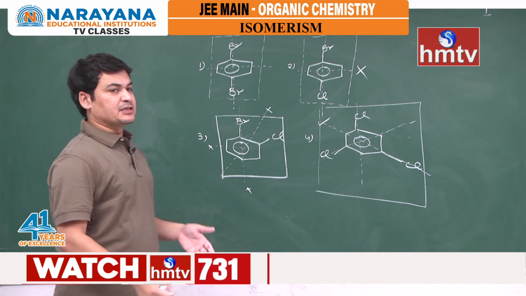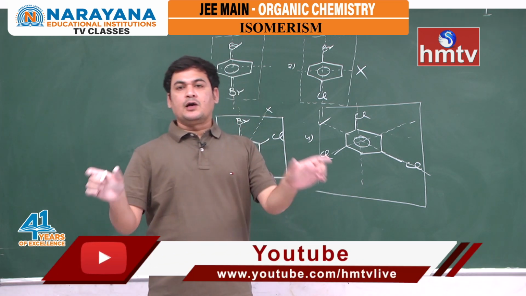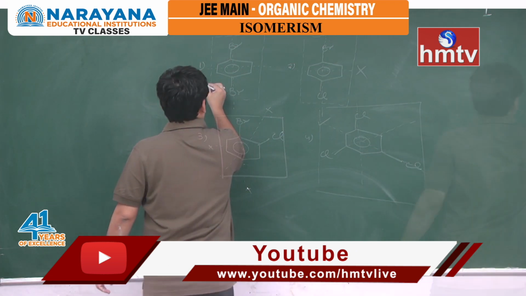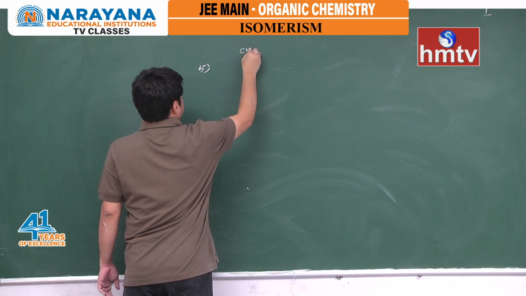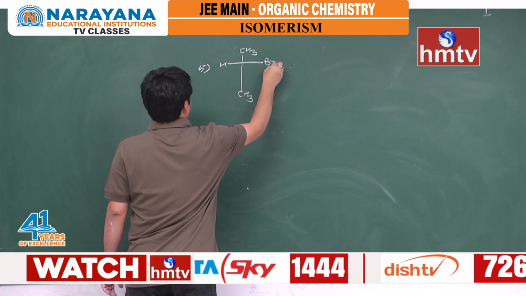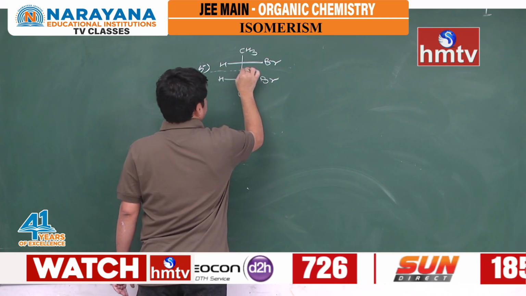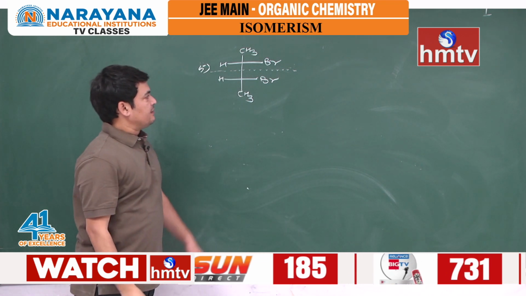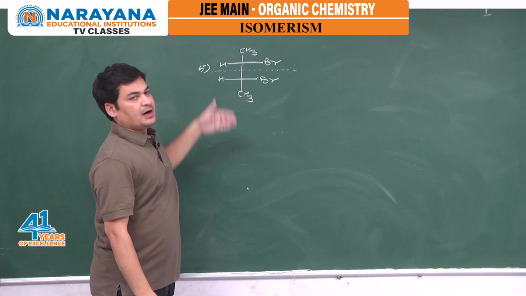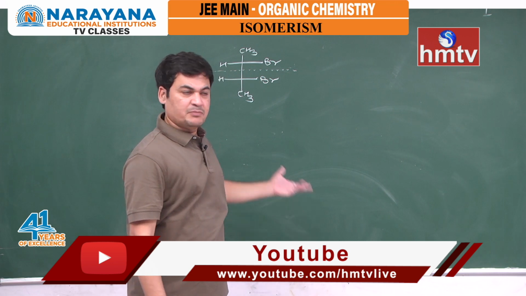So plane of symmetry means any imaginary plane which bisects the molecule into two equal parts which are mirror images, right? These are a few examples. Suppose this CH3 Fischer projection I am discussing, HBr and HBr. Here in the Fischer projection we have this plane of symmetry bisecting the molecule into two equal halves, and those two halves are mirror images of each other. So this is again achiral because of the plane of symmetry.